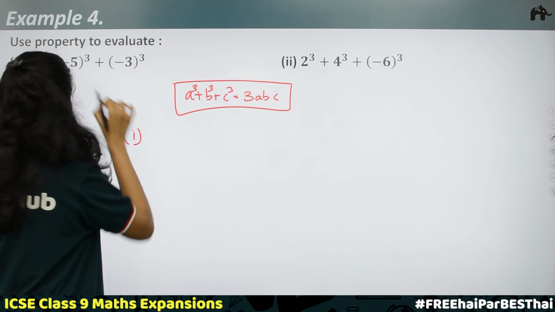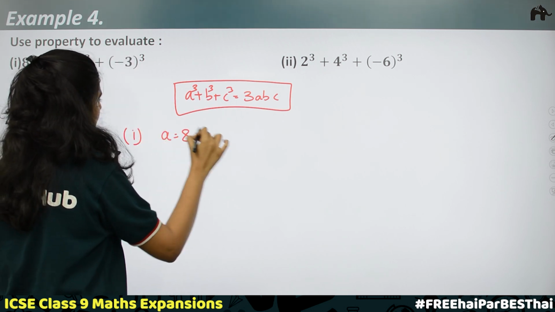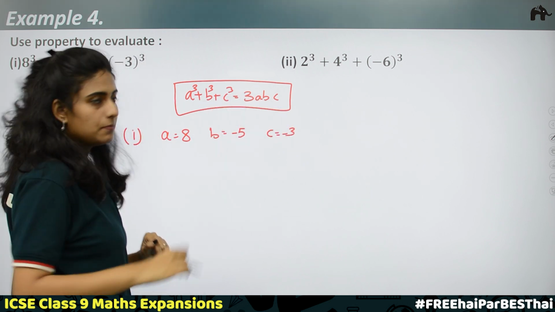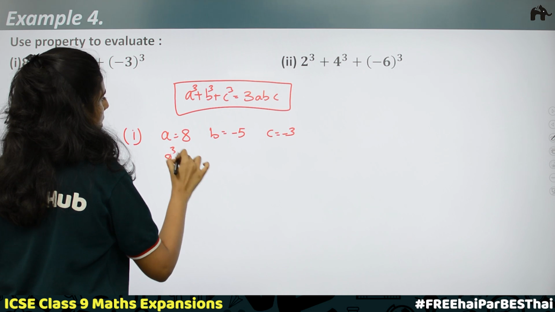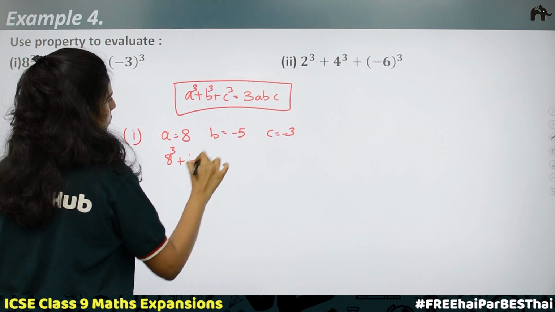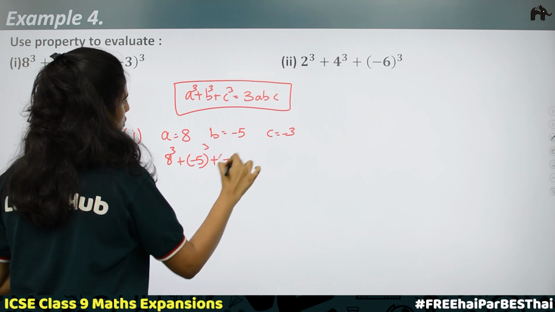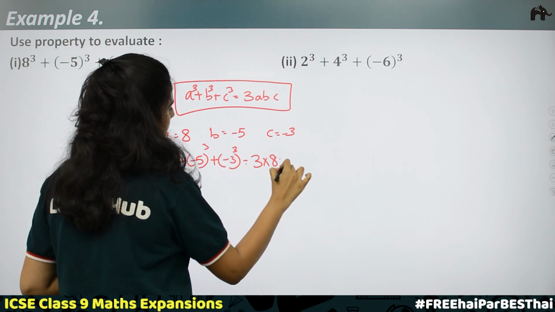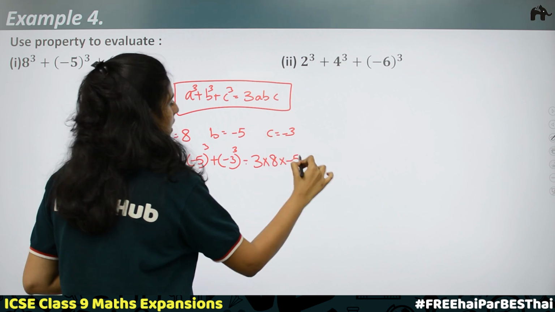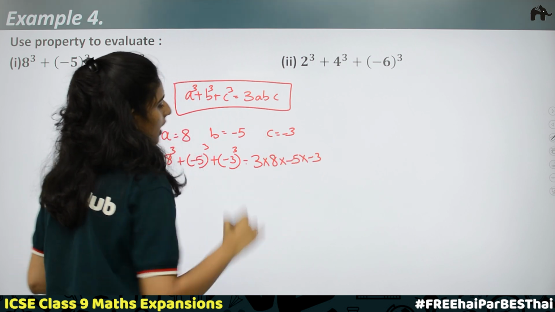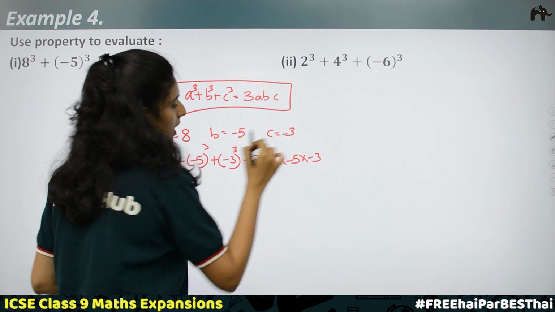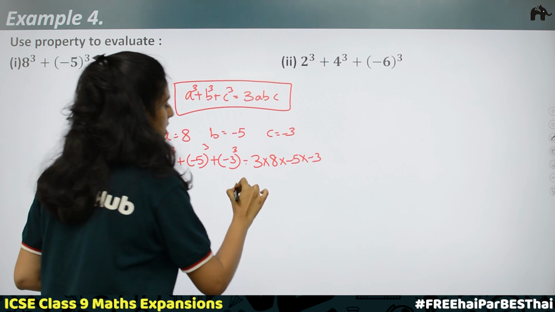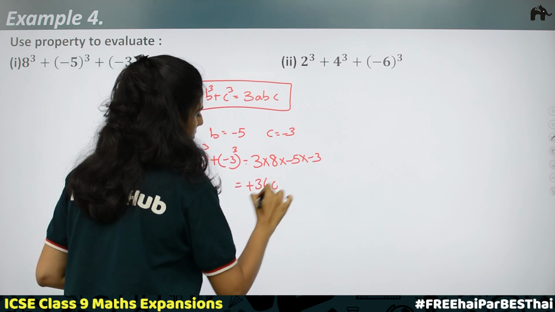For the first case, we have A value equal to 8, B equal to minus 5 and C equal to minus 3. Substituting, 8 cube plus minus 5 cube plus minus 3 cube will be equal to 3 into 8 into minus 5 into minus 3. 3 into 8 is 24, 24 into minus 5 is minus 120, minus 120 into minus 3 is positive 360.